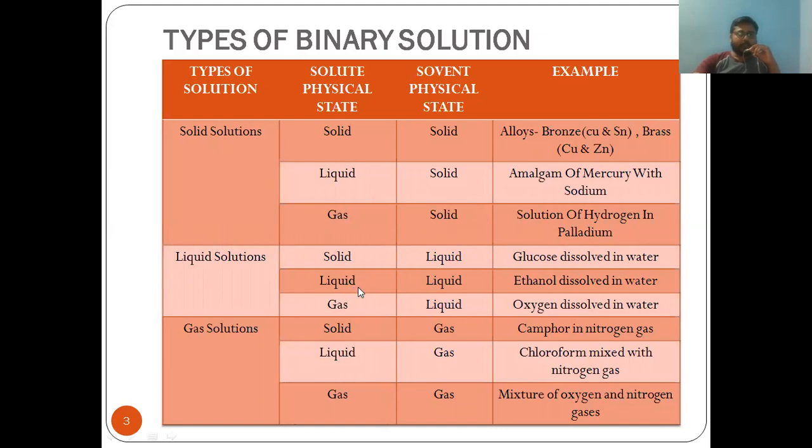The second type of the liquid solution where the solute is also liquid. Again, miscible liquids we can take as an example here. Ethanol in any proportion will easily dissolve in water because both are polar in nature. Hence, ethanol dissolved in water can be taken as the best example for this type.